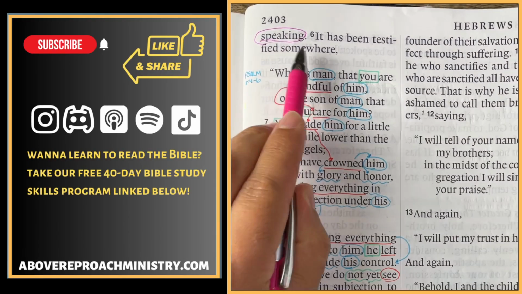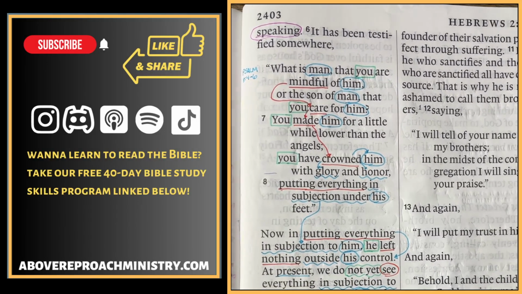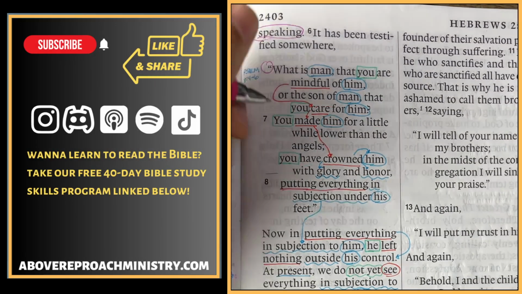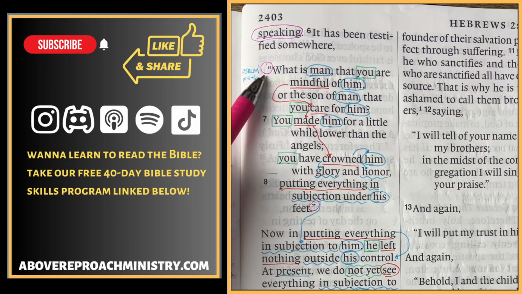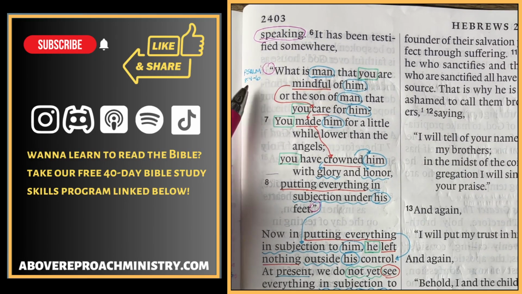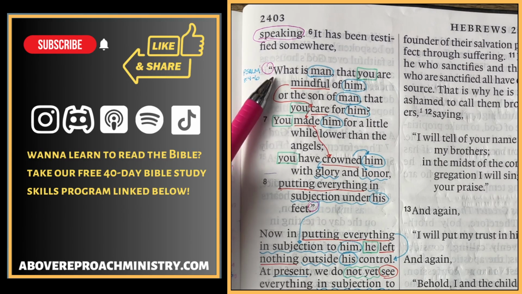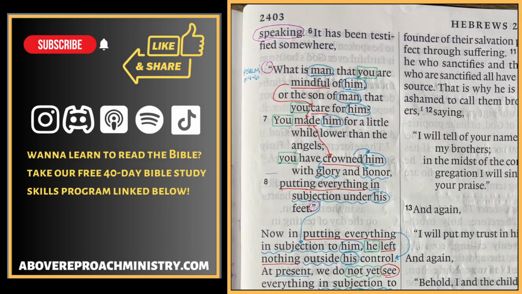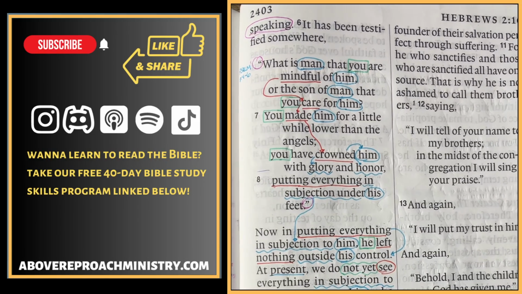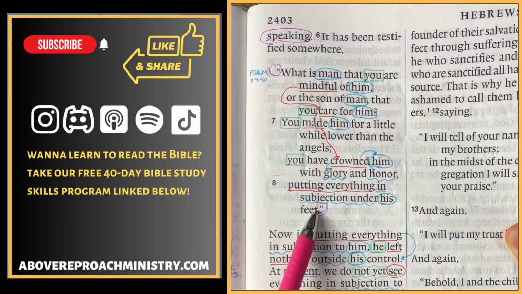Actually, it has been testified somewhere, and you're going to see quotations here. When you read the Bible and you notice quotations, obviously the author or the person speaking is quoting someone, right? But in this case, what's being quoted is the Old Testament, specifically Psalm chapter 8, verse 4 through 6, right? So here, when you notice there's a reference to the Old Testament, one of the greatest tips I can give you is go to that Old Testament passage and read that in context. Understand the main point of that chapter in order to understand the main point of what's happening here, right?